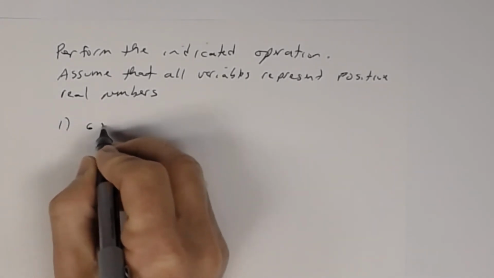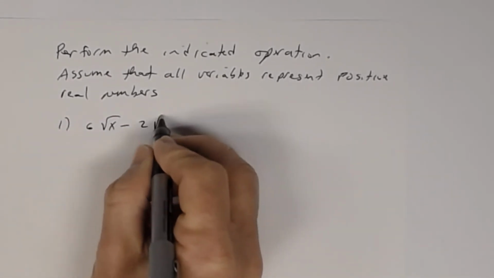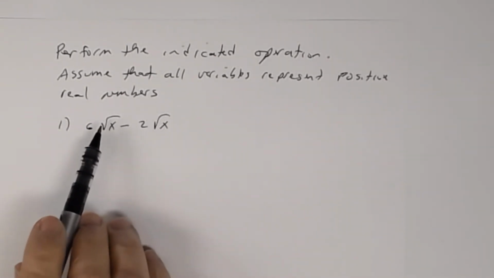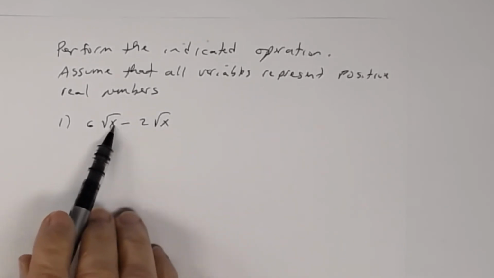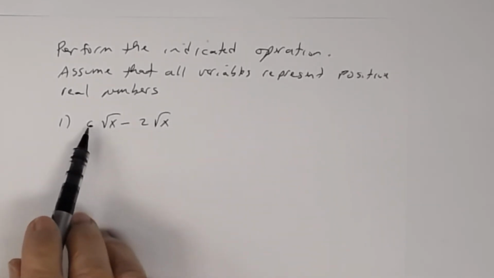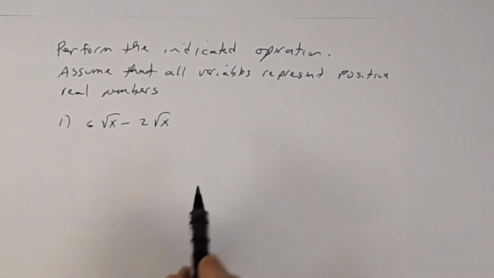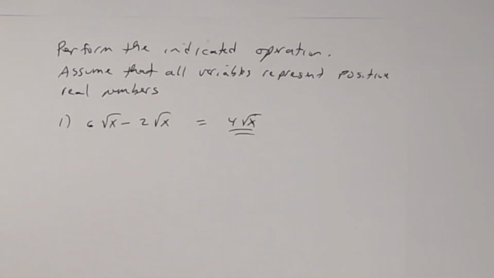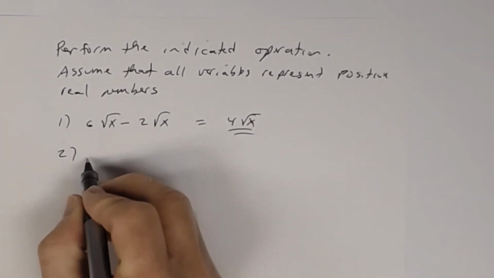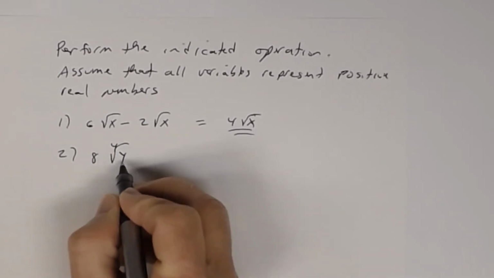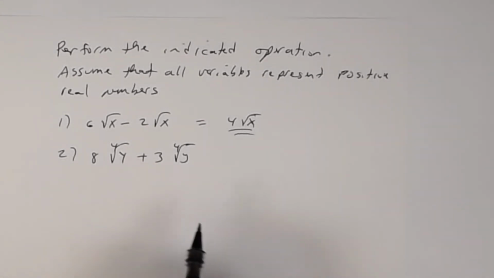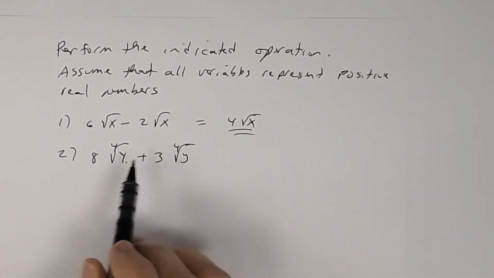Number 1, you have 6 square root of x minus 2 square root of x. First of all, are those like terms? The answer is yes, because the radicands are the same. So all you do is do the coefficient part. 6 square root of x minus 2 square root of x is 4 square root of x. And so that's how it looks. Number 2, 8 4th root of y plus 3 4th root of y. Are these two terms like terms? Yes.